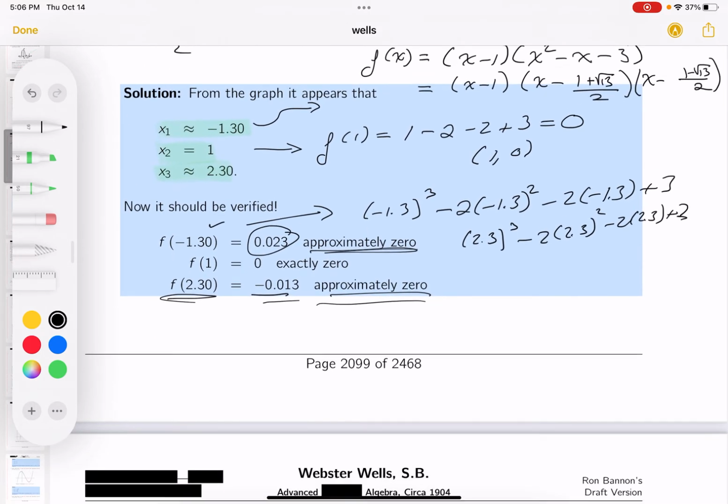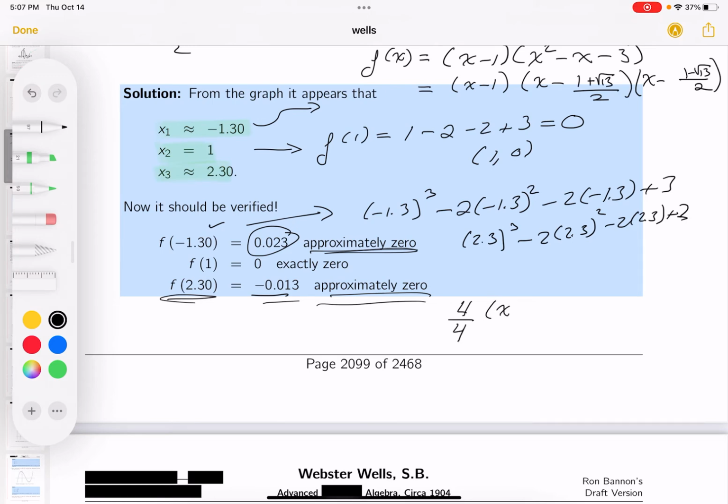I'm going to do something, all right? I'm going to see if I can do that. And I'm going to write this down. I don't like that 2 there. I really don't. So I'm going to multiply by 4 and divide by 4. Let me write that down for you. Multiply by 4 and divide by 4. I'll tell you why I'm doing that in a second.